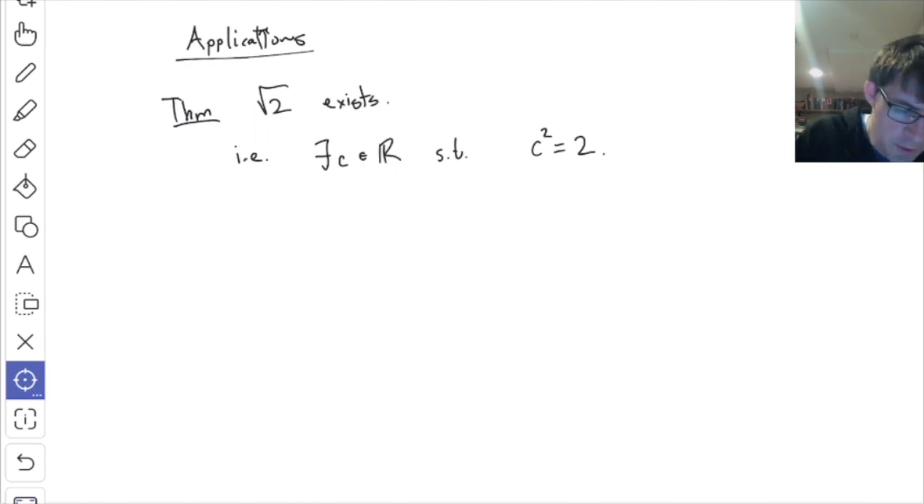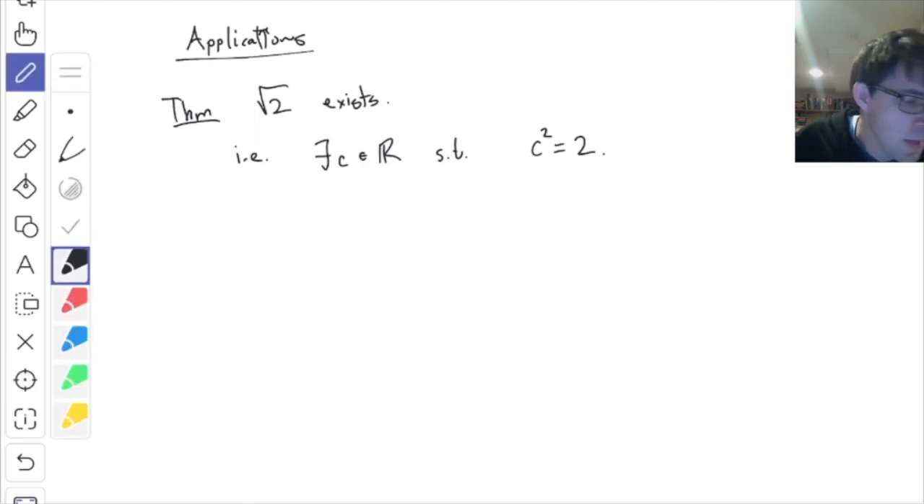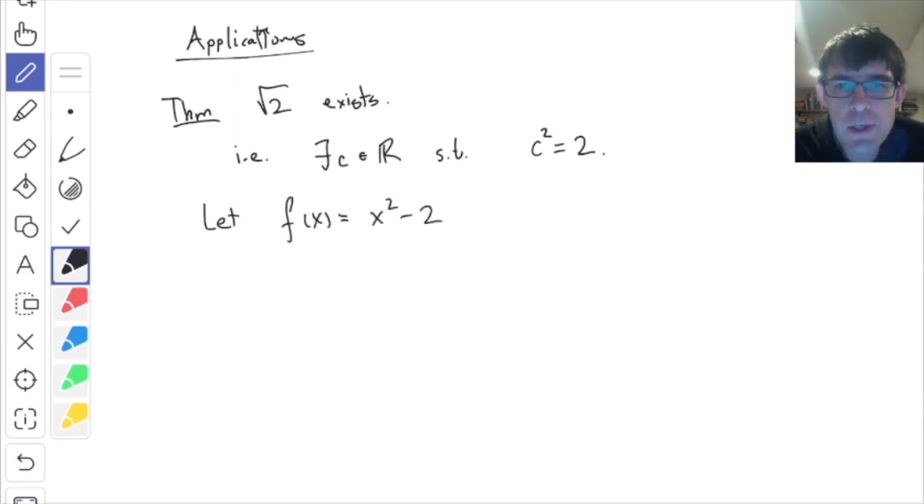Let's just see if we can do this. We're going to use the intermediate value theorem. The intermediate value theorem concerns a function, right? You always use a specific function to use the intermediate value theorem. So you have to cook up a function. I'm going to use this function here, and you'll see why I chose that function in just a moment.